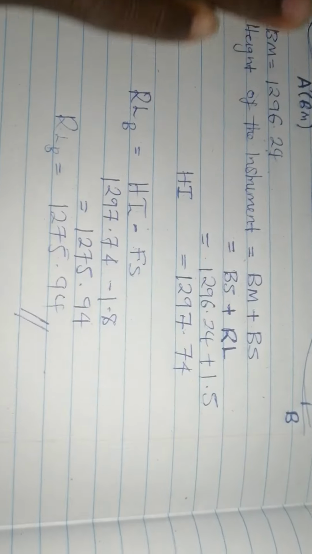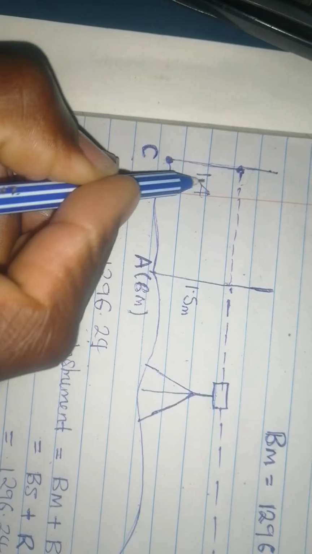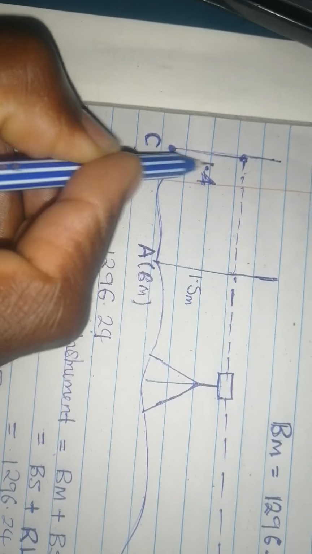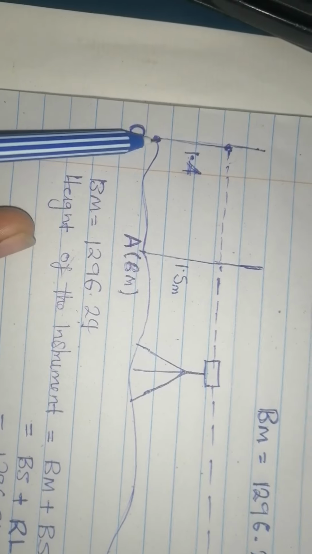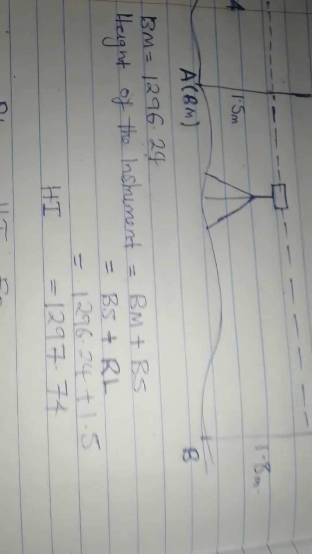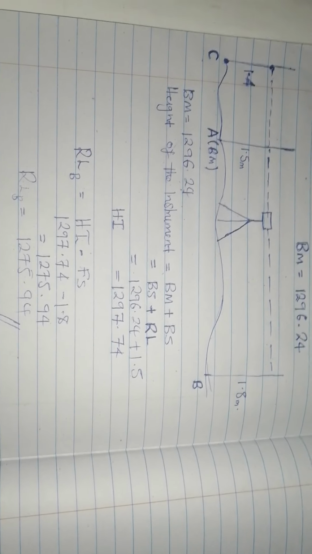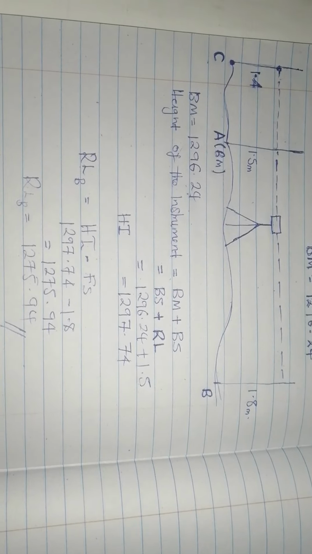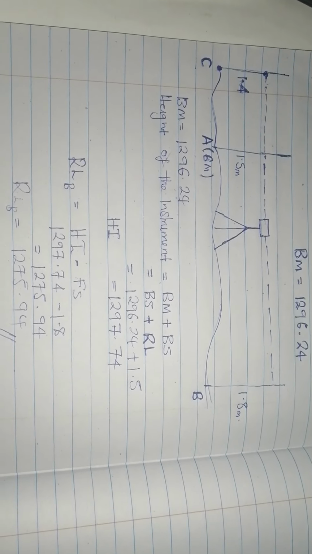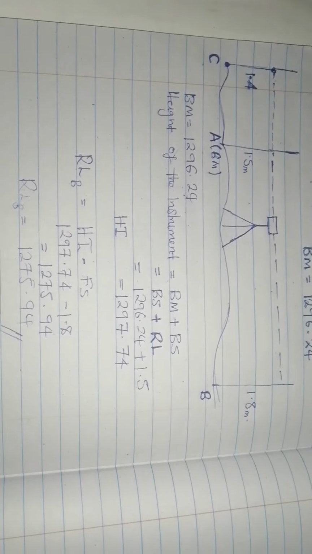So I want you to do the calculations for C. Given that C, you read the staff and it gives you 1.4. What is the reduced level at C? That is your homework. See you in the next lecture. Make sure you remember this one because it's very important in our next lecture. It is a prerequisite, so we have to use these calculations in the calculations of the invert levels of the pipe. See you in the next one.